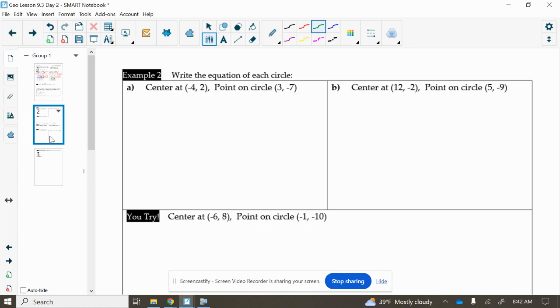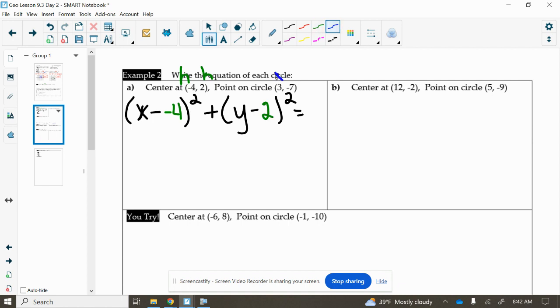Okay, so in example 2a, they are giving us the center of the circle. So we know if we start plugging in to our equation of a circle formula, right? We have x minus h quantity squared, y minus k. So we have this time that h is negative 4, k is 2. The problem is they gave us a point on the circle, x, y. They did not give us the value of the radius.